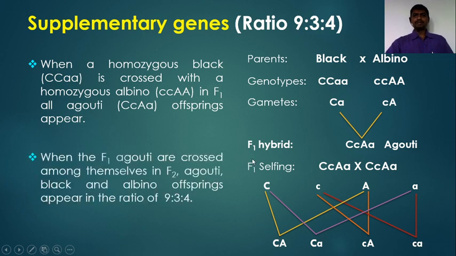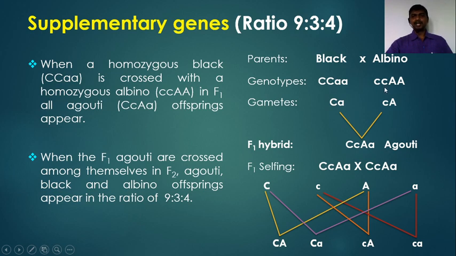So here, when a cross has been made between a black colored mouse and an albino colored mouse, in F1 the agouti offspring appeared. These agouti offspring appeared because of the two dominant genes, capital C and capital A, which supplement each other to produce a different phenotype, that is the agouti.